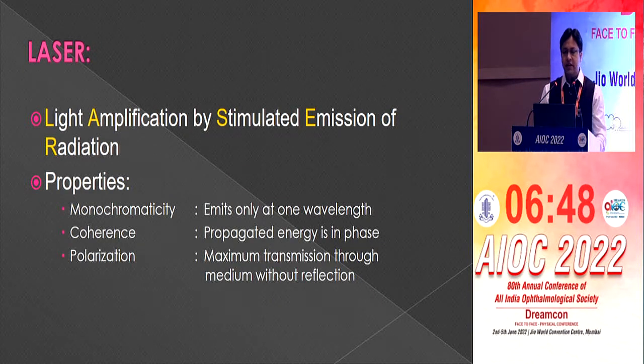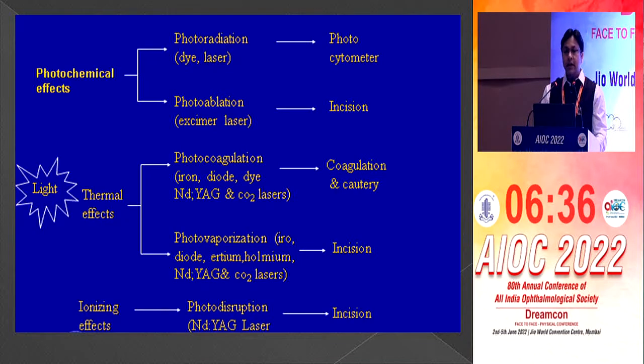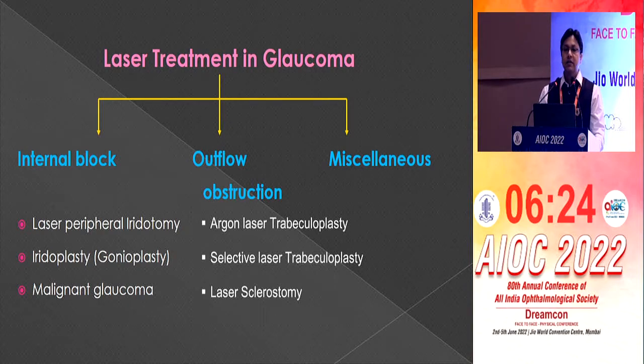So I'm skipping these slides about the laser, and there are various sources of lasers and wavelengths you can find out. They can be solid or liquid lasers and have different wavelengths. And these are the three possible mechanisms by which a laser can act. We cannot use each of them everywhere. But in advanced glaucoma, we have 3-4 different options. Most important is where you suspect as a clinician an internal block, then which type of laser you use, and when there is a chance of outflow obstruction, then which type of laser is used.